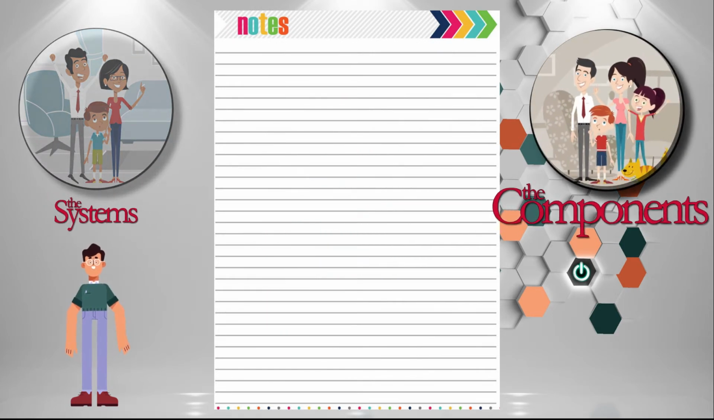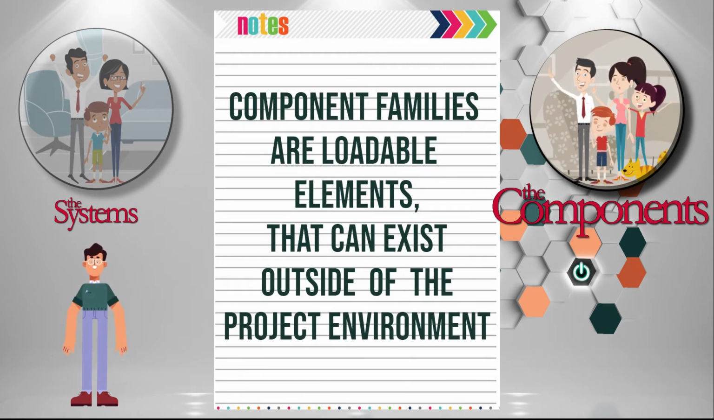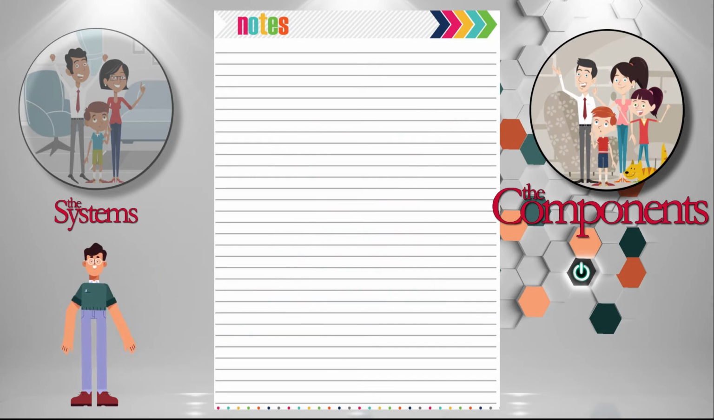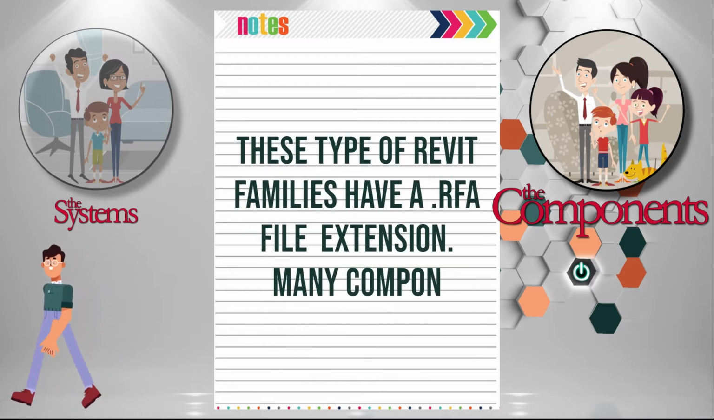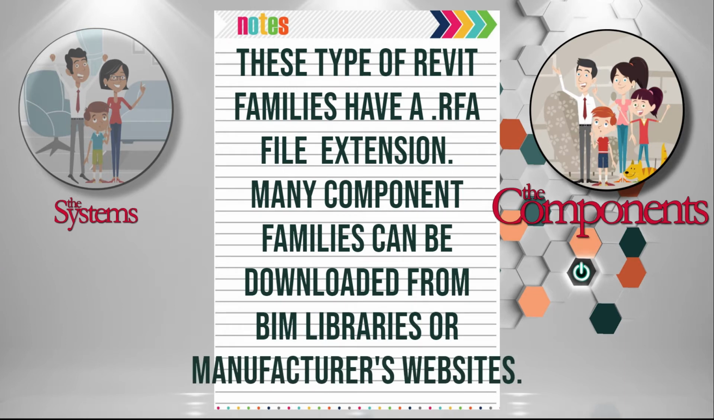Component families are loadable elements that can exist outside of the project environment. For example, it is possible to model a piece of furniture in Revit and then save that furniture family onto your hard drive, and insert it in a Revit project. These types of Revit families have an RFA file extension. Many component families can be downloaded over the internet from BIM libraries or manufacturers' websites.